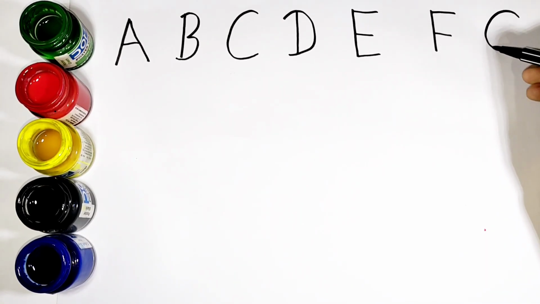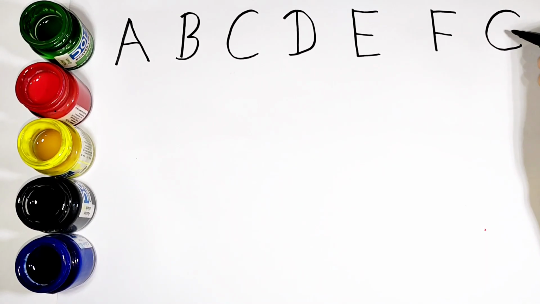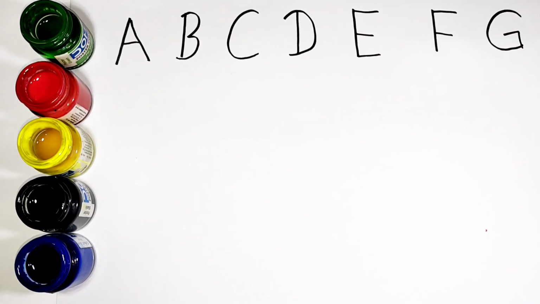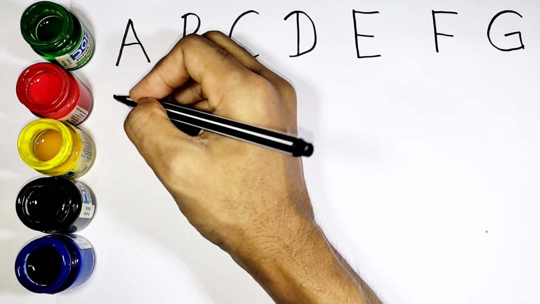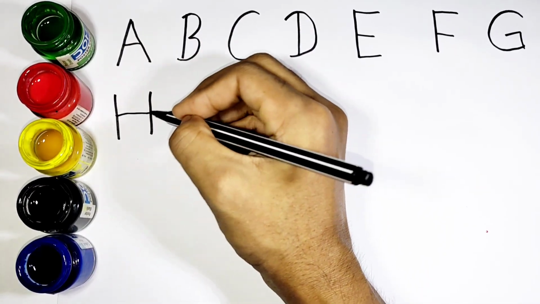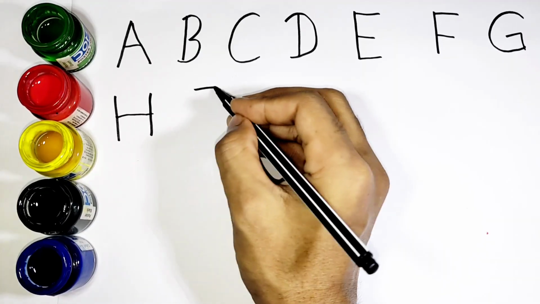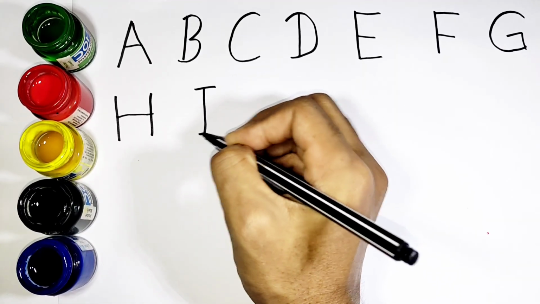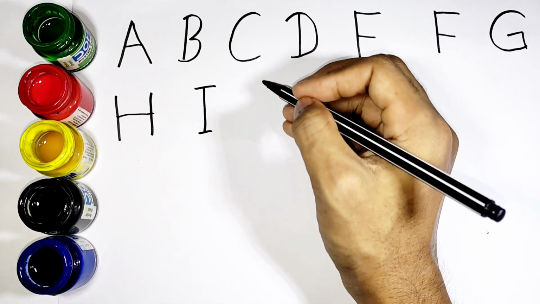G for God. Now we draw the alphabet of G, and the next one is H. H for hand. Now we draw the alphabet of I. I for ice, I for ice cream.